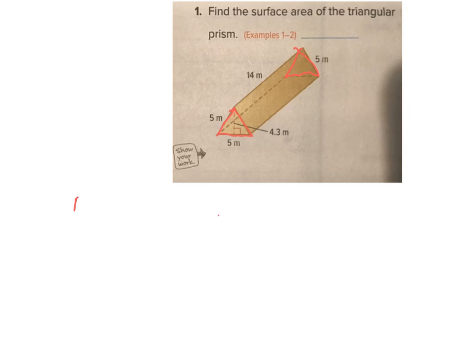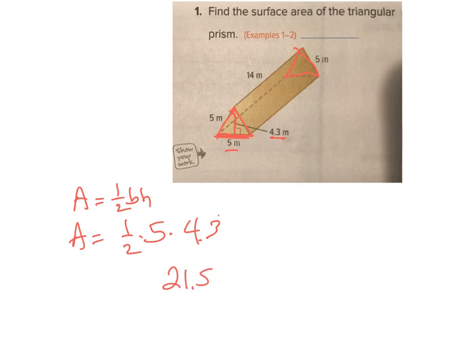So I know that the area of a triangle is 1/2 times the base times the height. So the base is 5 and the height is 4.3. So area equals 1/2 times 5 times 4.3. Okay, I'm going to do the 5 times 4.3 first. That gets me 21.5. Got to times that by 1/2, and that will get me my area. So the area equals 10.75.